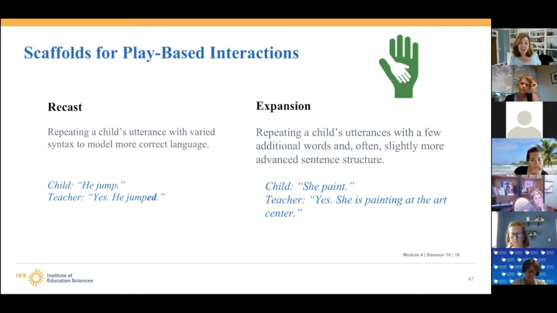An expansion is when you repeat a child's utterance with a few additional words, often slightly more advanced sentence structure. So if the child says, she paint, the teacher can say, yes, she is painting at the art center. So the expansion repeated the child's utterance and added a few words to provide a more sophisticated language model. And just like a recast, you don't ask the child to repeat what you said. You are just simply modeling.